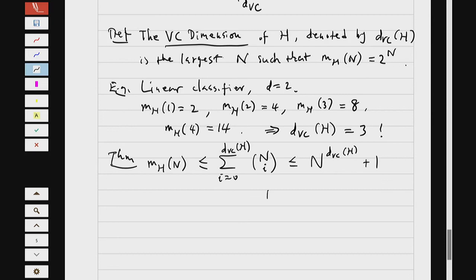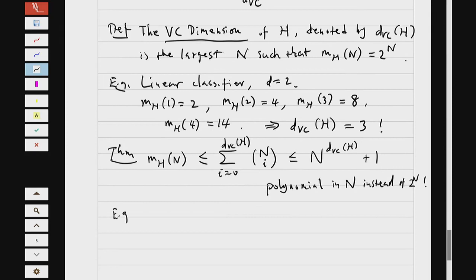So this is polynomial in N instead of 2 to the nth power. So if you have a way to calculate the VC dimension for your learning model, then you have a very tight bound for your generalization. In fact, here in two-dimensional space, the VC dimension is 3. It turns out that if you do linear classification in d-dimensional space, then the VC dimension is d plus 1. So you still have this nice polynomial.